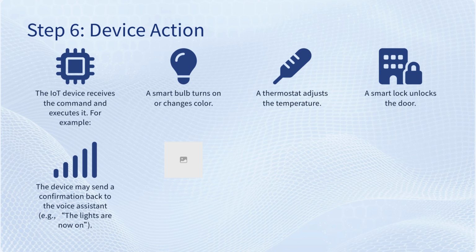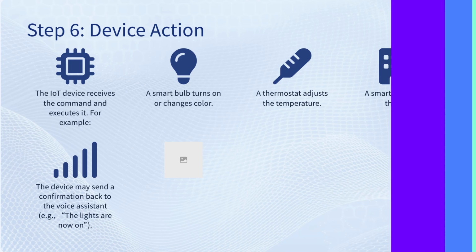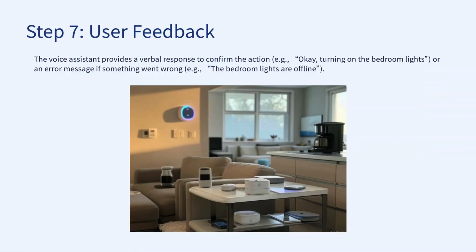A thermostat adjusts the temperature. A smart lock unlocks the door. The device may send a confirmation back to the voice assistant. For example, the lights are now on. Step 7. User feedback. The voice assistant provides a verbal response to confirm the action. For example, "Okay, turning on the bedroom lights," or an error message if something went wrong. For example, "The bedroom lights are offline."